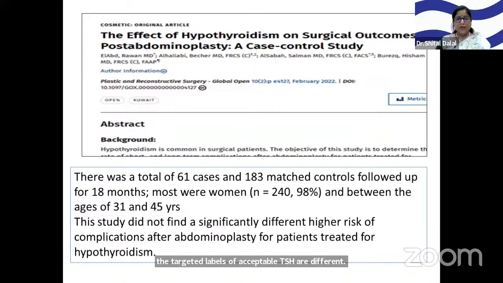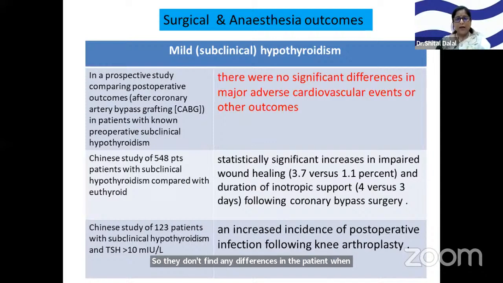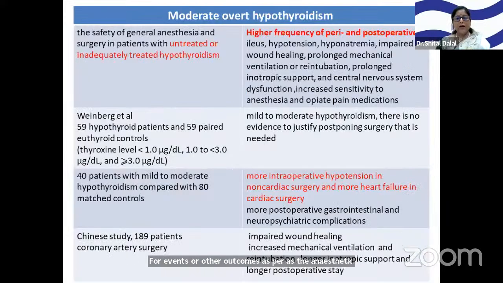And there is one study on the effect of hypothyroidism on surgical outcome, especially in plastic surgery. They didn't find any differences in the patient when the patient is treated for hypothyroidism. So in case of mild, that is subclinical hypothyroidism, it doesn't matter. There will be no significant differences in major adverse cardiovascular events or other outcomes as far as the anesthesia and surgical outcome are concerned. But when we are dealing with moderate overt hypothyroidism, there are concerns about the safety of general anesthesia in untreated and inadequately treated hypothyroidism patients. There are higher chances of perioperative and post-operative complications.